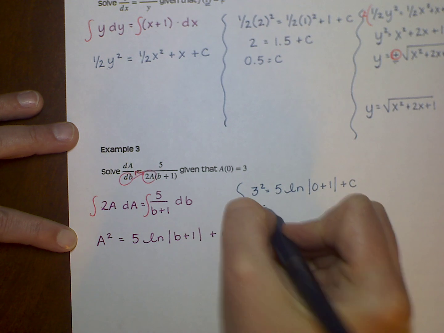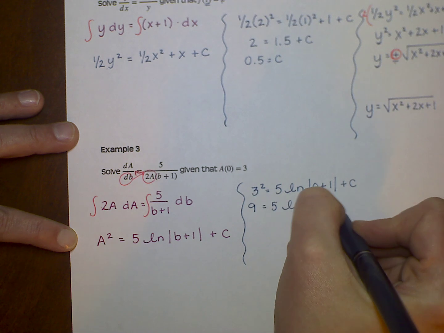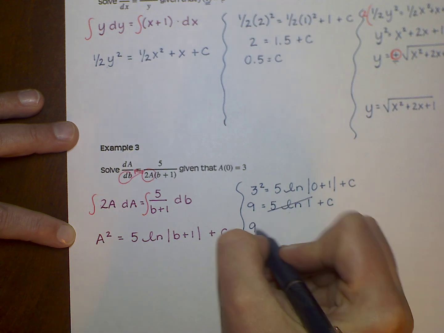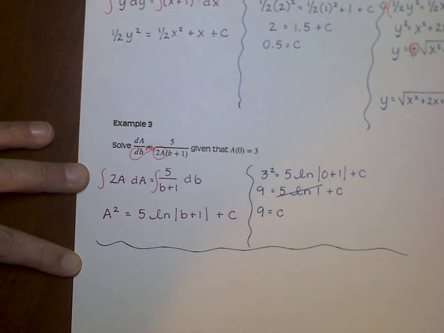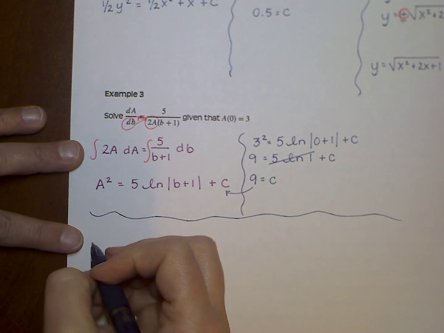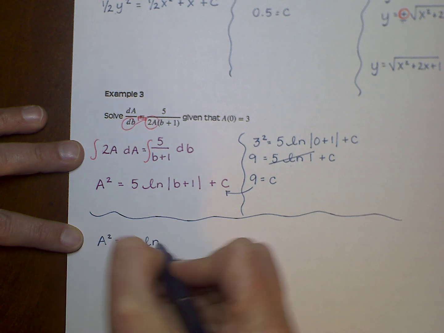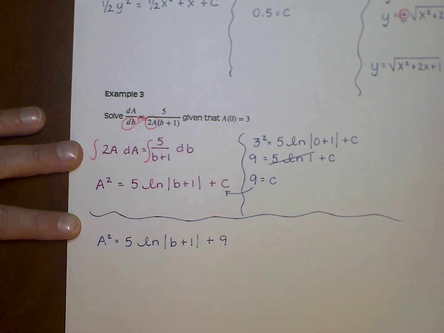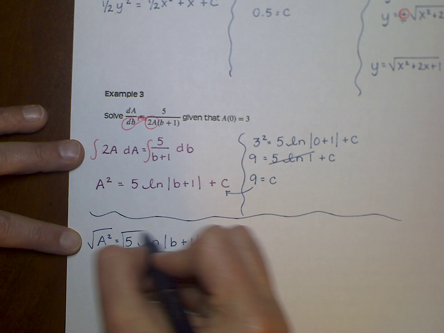Okay, so 9 equals, now careful here, this is 5 times natural log of 1 plus c, but natural log of 1 is just 0. So really this whole thing goes away and we just get that my c value is 9. Okay, so I'll go down here so that I'm not so cramped this time. Now I'm going to take this 9, I'm going to put it right over here. And so now my equation is a squared equals 5 natural log b plus 1 plus 9. And then I just need to solve for what a is equal to, which means I'm taking a square root of all that.